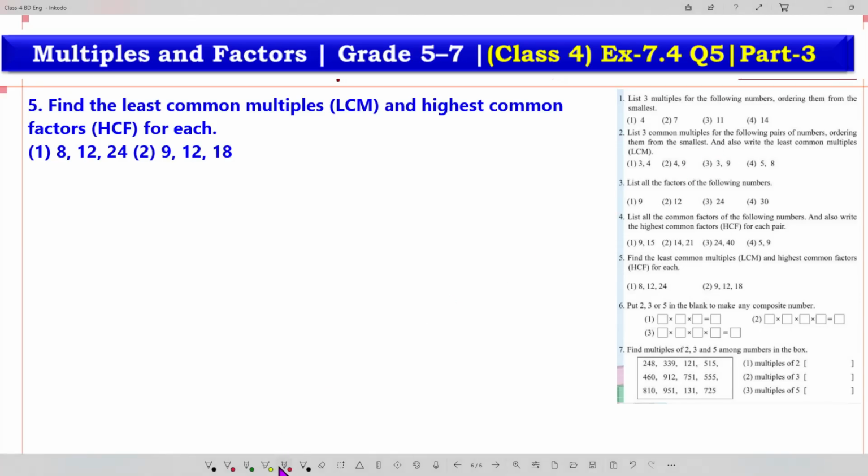Number 5. Find the least common multiples, LCM, and highest common factors, HCF, for each. So it's a very important question, right? 8, 12, and 24. We have to find out first what?